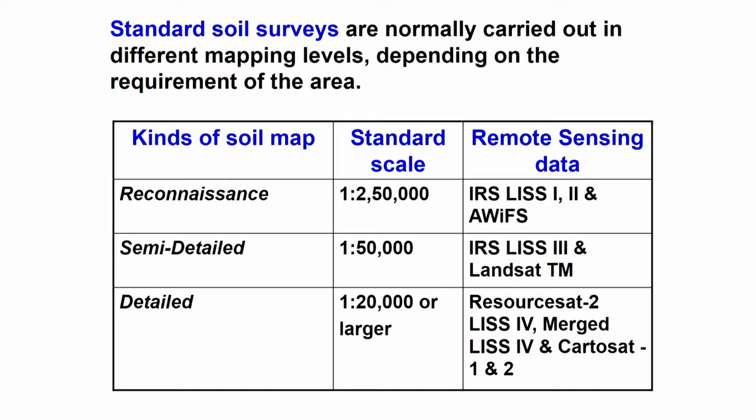Detailed soil survey, which is required for block level or village level planning, needs a very detailed survey, 1 is to 20,000 scale or larger. Here we can use Resourcesat satellite LISS 4 sensor data merged with Cartosat satellite panchromatic data, so that we can prepare a very detailed FCC, or large scale FCC, which we can interpret for the mapping of the soil.